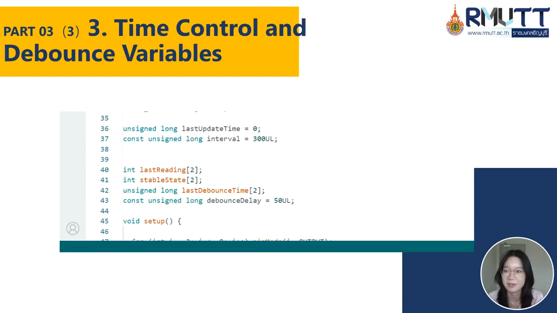This is part 3, time control and debounce variables. These variables control the update time of the digital display and the button debounce function. Last update time records the last update time. Interval sets the update frequency. Last reading and stable state store the button state, and debounce delay sets the debounce time threshold.